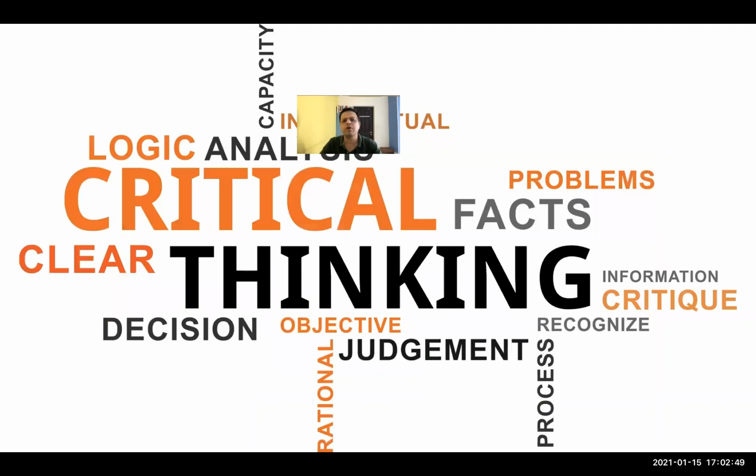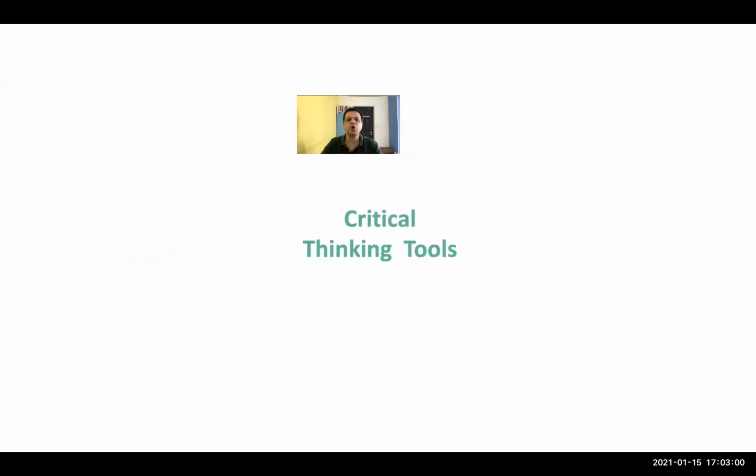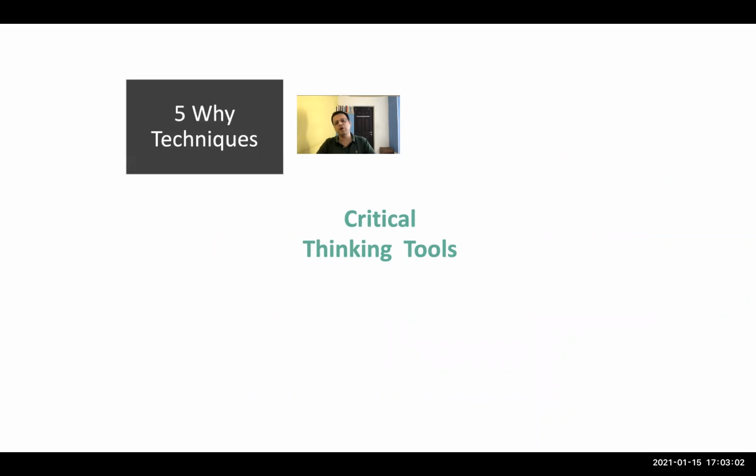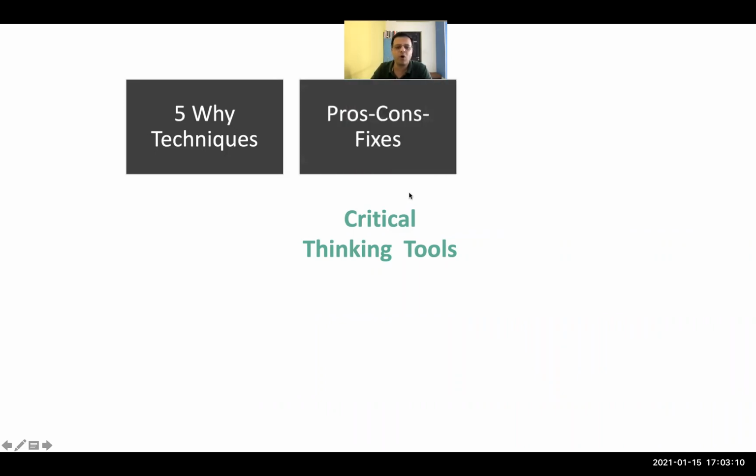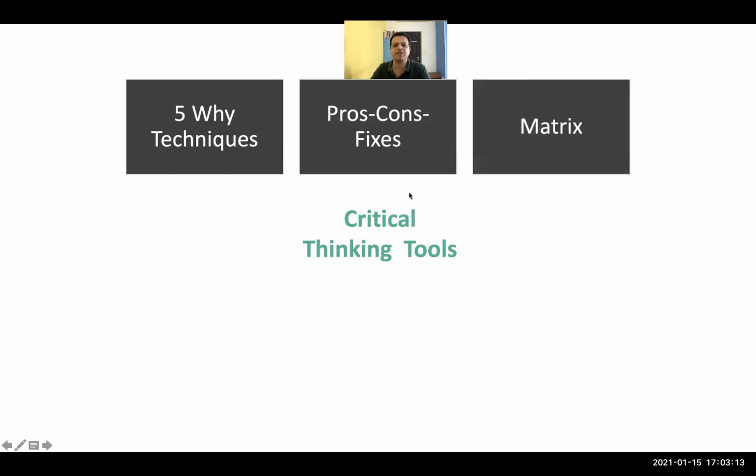The moment we talk about critical thinking, it is all about facts, objective judgment, processes, logic, analysis. That is what you keep doing. It's kind of a critique, right? So we were seeing that there are different tools that help us build our critical thinking ability. We started with the 5 Whys technique. I hope you have completed the exercise: pros, cons, fix, and then the matrix. These were the three tools that we discussed yesterday.